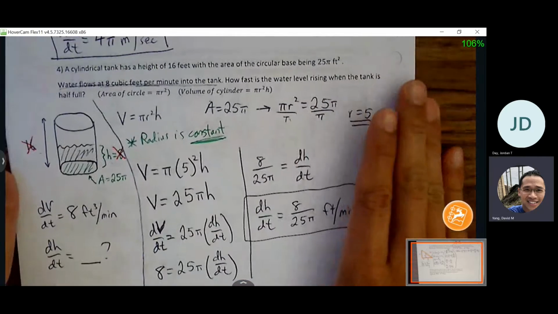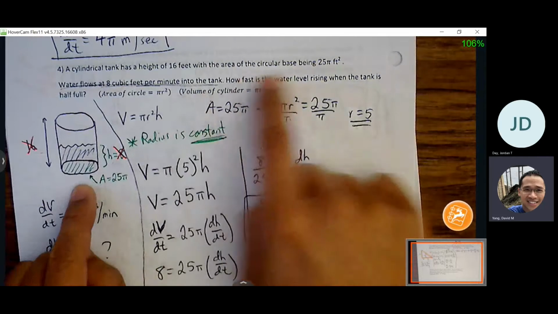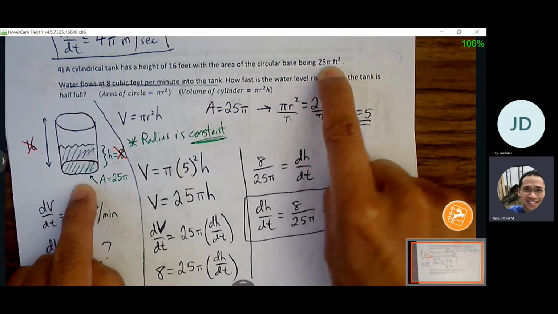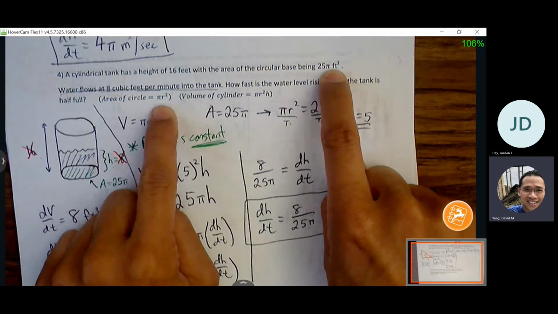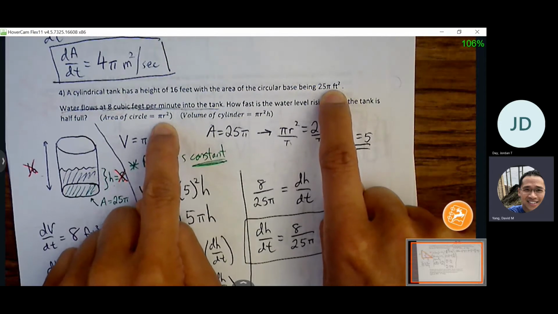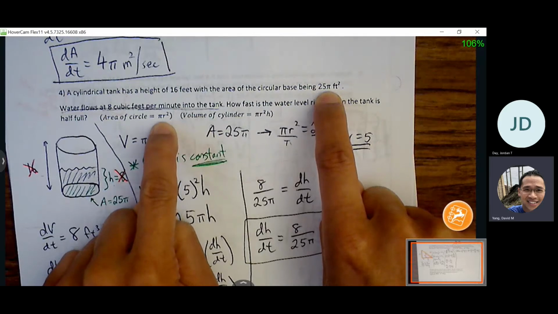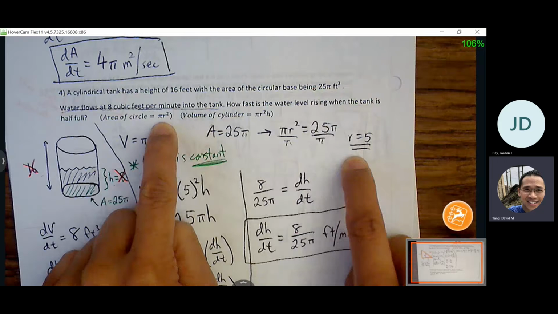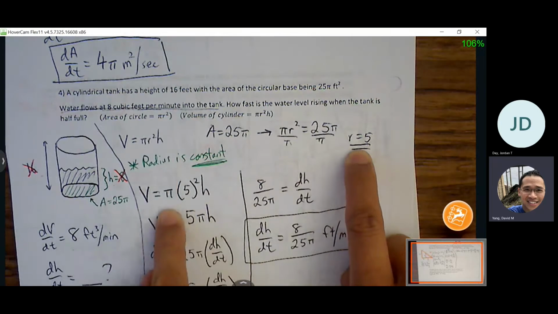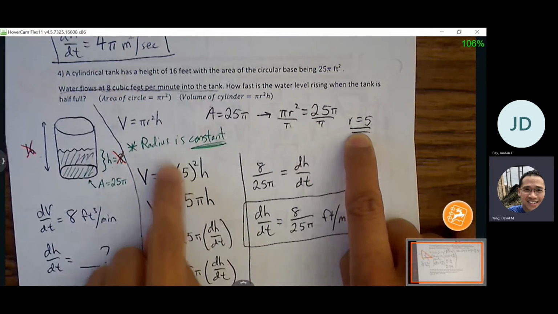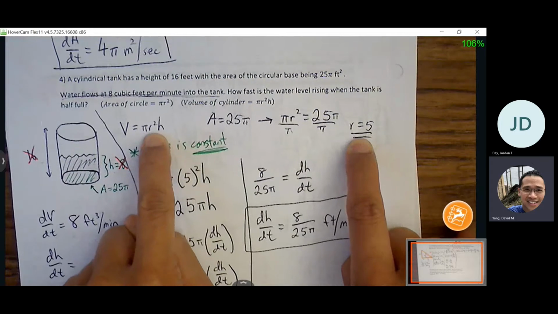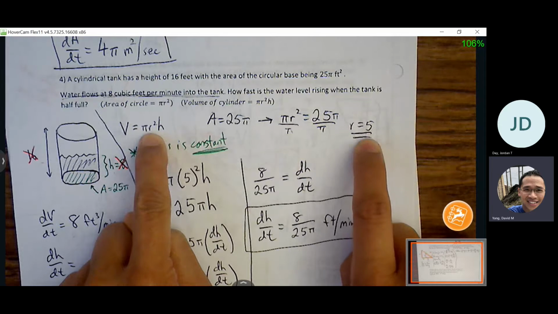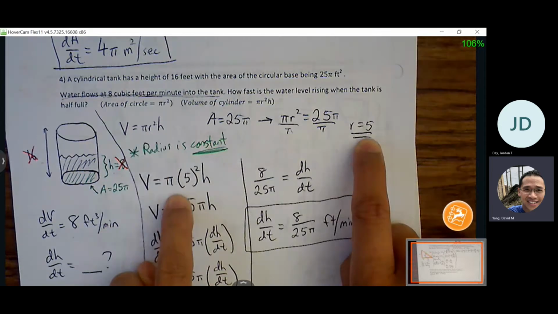So this problem doesn't quite give you the radius. It gives you the area of the circular base. So we have to do a little bit of adjustment. We know that area of a circle equation is pi r squared. We set that equal to each other. We solve for r, we get r equals 5. Once you get that r equals 5, you're just trying to get that volume equation as cleaned up as you can. Replace that radius with 5. There's no need to hold on to that r variable.